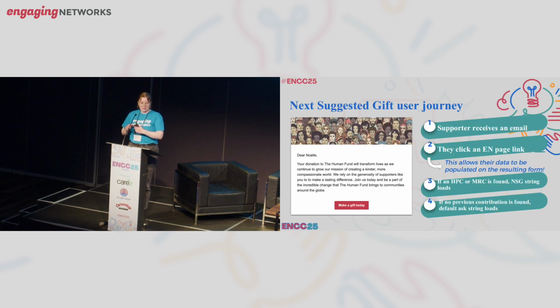And then yes, the next suggested gift user journey is pretty similar to what it looks like for the one-click. At least it starts with them receiving an email. They will click an Engaging Networks page link, which is what allows their data to be populated on the resulting form. If an HPC or an MRC is found, then the next suggested gift string will load. And if no previous contribution data is found, then they'll just see the default ask string as is set up on the underlying donation page.